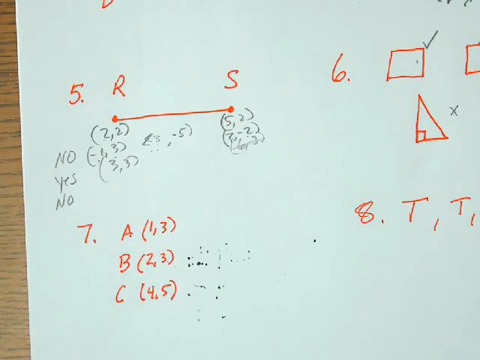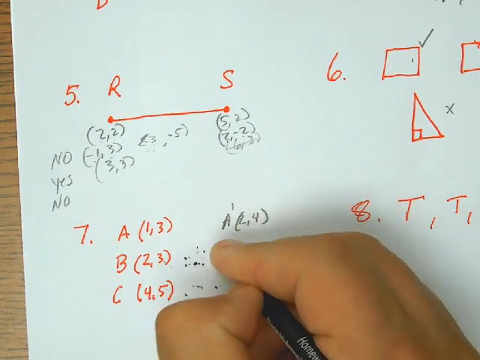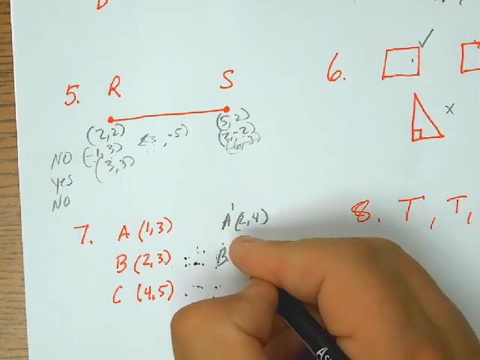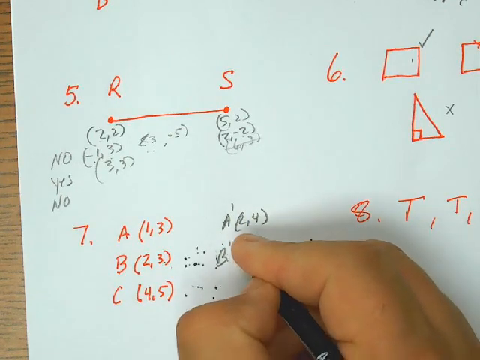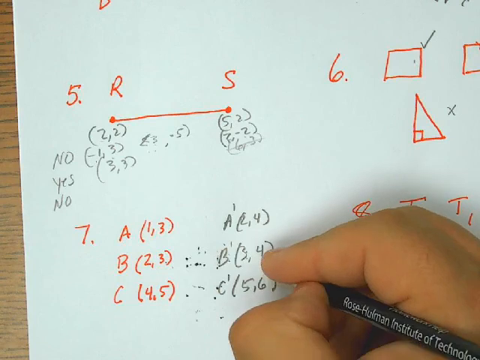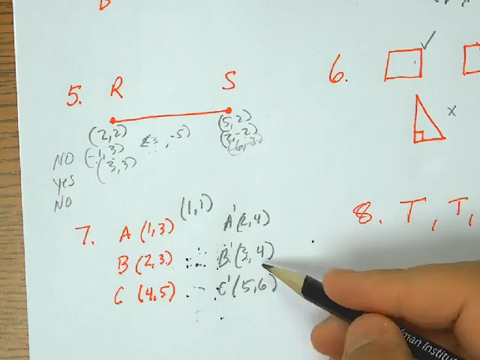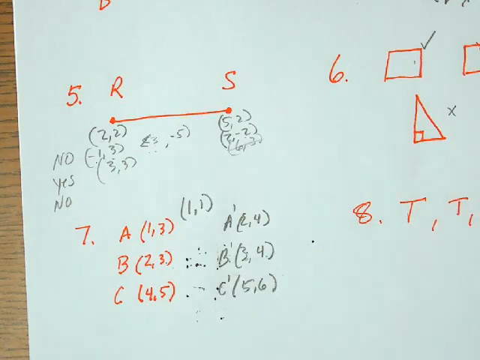Okay. A prime 2, 4. B prime 3, 4. And C prime 5, 6. What do we do? Just add 1? Add 1, add 1. Is that right? Yeah, that looks like that. So, okay, could that be the image formed by a reflection? Oh, can be formed by a translation. Yes, that's true.